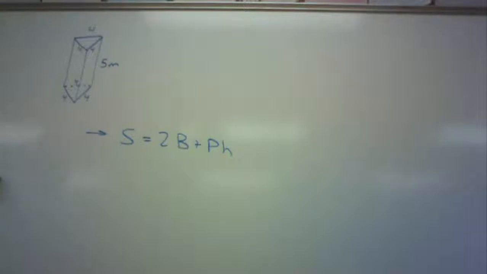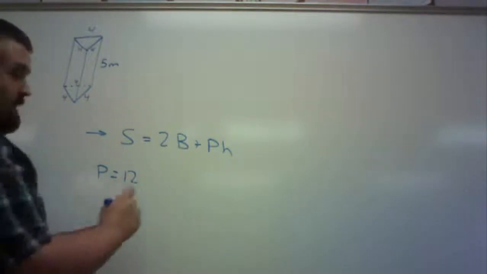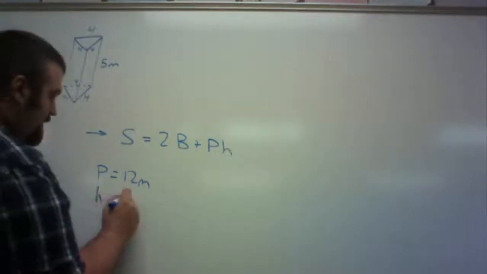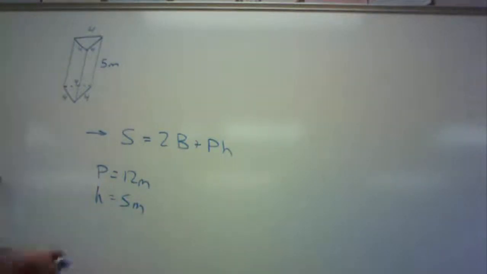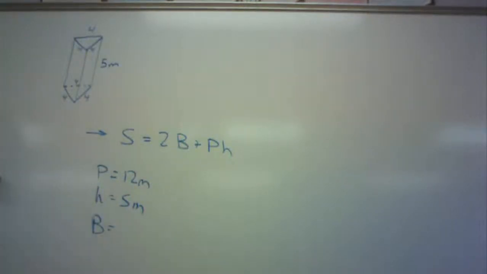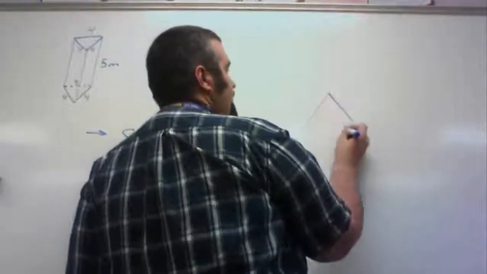So I look at this. The perimeter of the base is 4 plus 4 plus 4, so the perimeter is 12 meters. The height is 5 meters. And the only one I need now is the base area. If I know the base area, I'm good to go. Oof. So I need to find the area of the base. How do I find the area of an equilateral triangle?